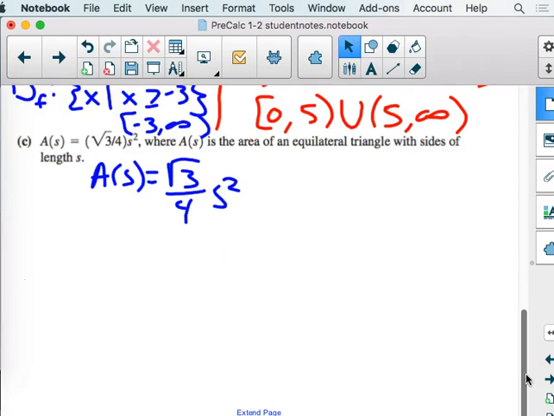Square root of 3 over 4 S squared. Hopefully you remember that is the formula for the area of the equilateral triangle with a side length of S. So if we know what this formula is for, we want the relevant domain. So how do we restrict S?